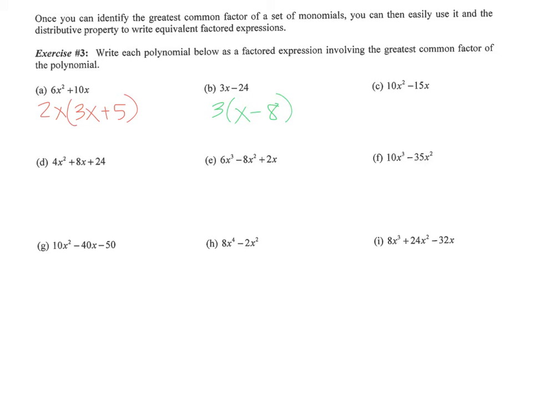Letter C, they both have an x, they both have a 5. 10x squared divided by 5x is 2x. 15x divided by 5x is 3. Everything just has a 4. So really what you're doing is dividing everything by 4. So 4x squared divided by 4 is x squared. 8x divided by 4 is 2x. 24 divided by 4 is 6.